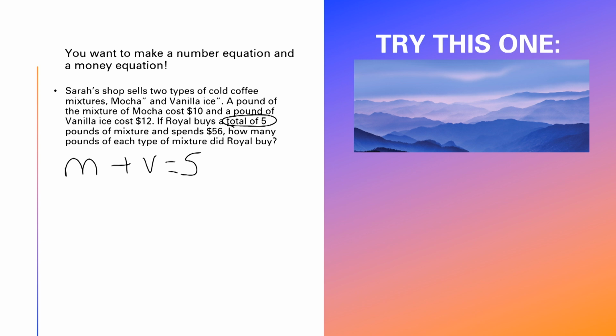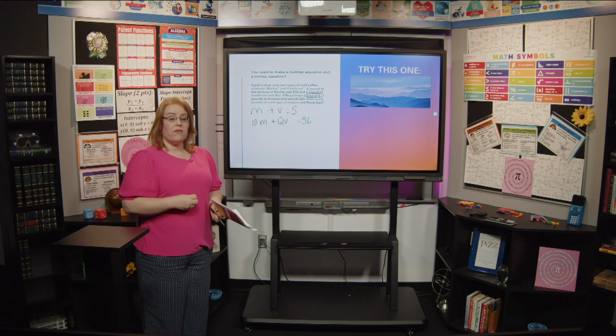Now let's go to the money. I'm still using that mocha and I'm still using the vanilla, but now I've got to put my money with it. It says that mocha costs $10 a pound, and it says that vanilla ice costs $12 a pound, and they're going to spend $56. So we are going to use elimination to solve for this.